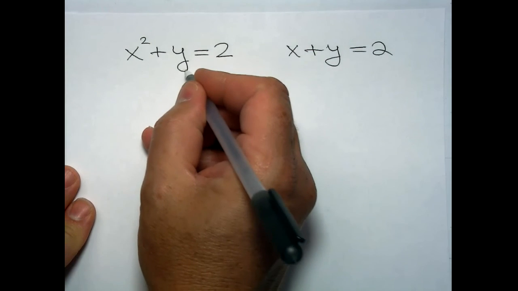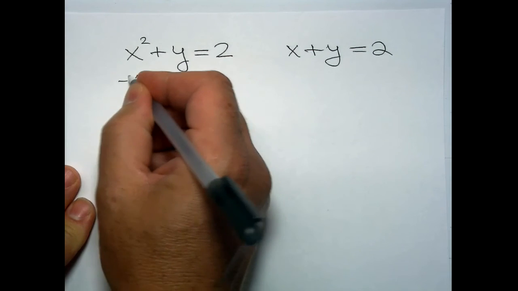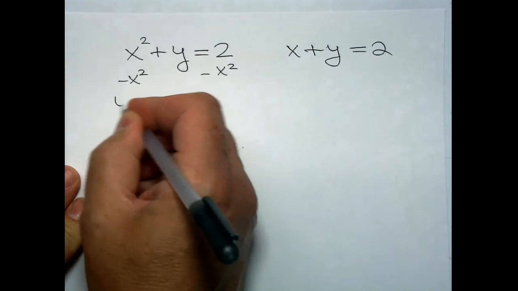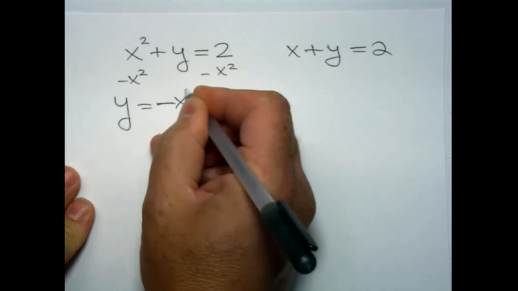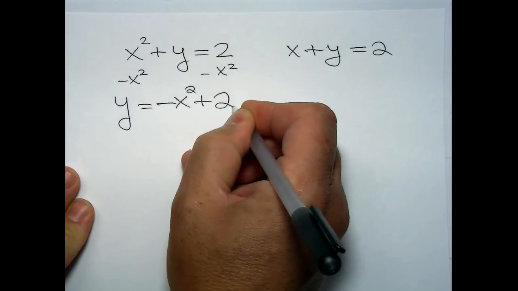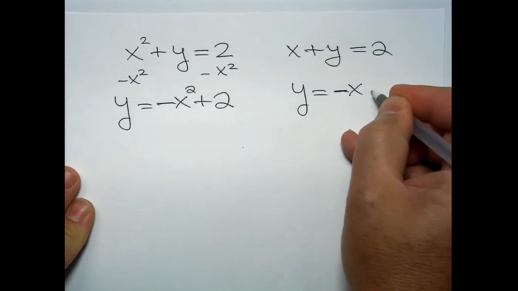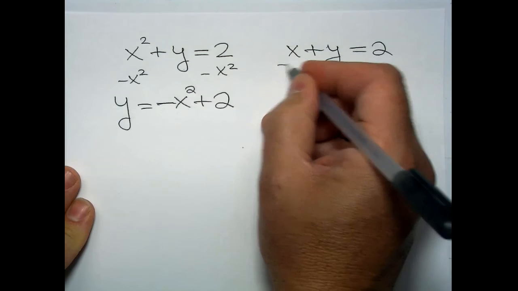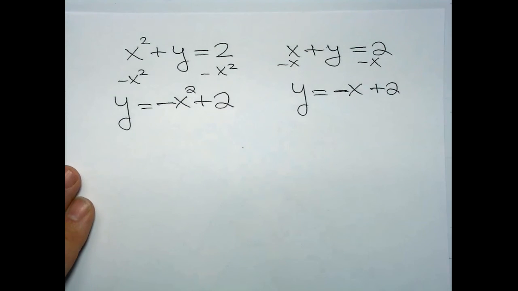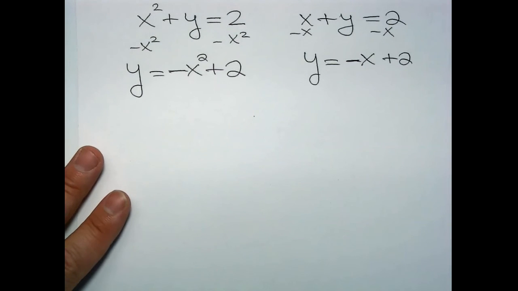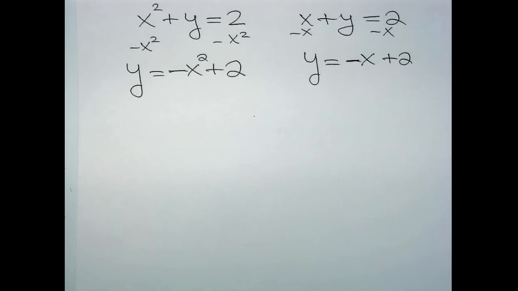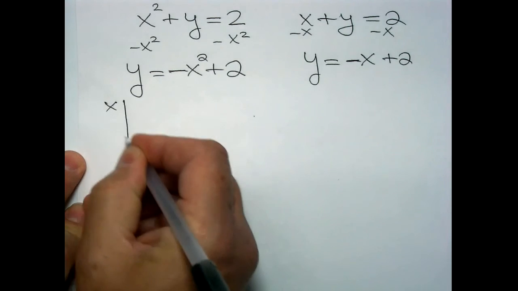First of all, let's try graphing these. If I subtract x squared from here, what I get is y equals minus x squared plus 2. If I subtract x, I get y equals minus x plus 2. I like these a lot better. They're a little easier to plot. So let's create a few ordered pairs by using a table.